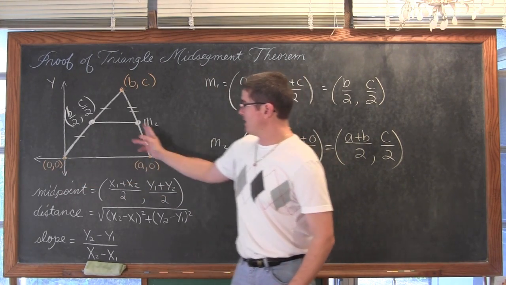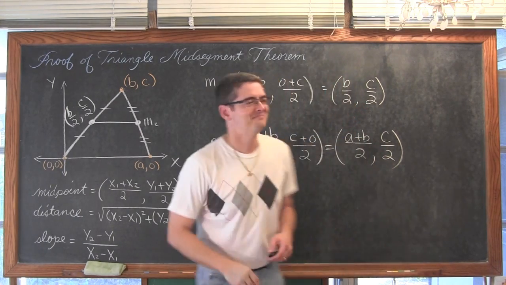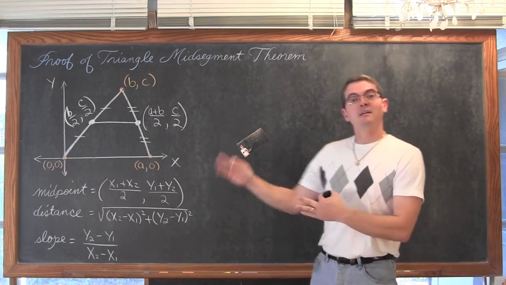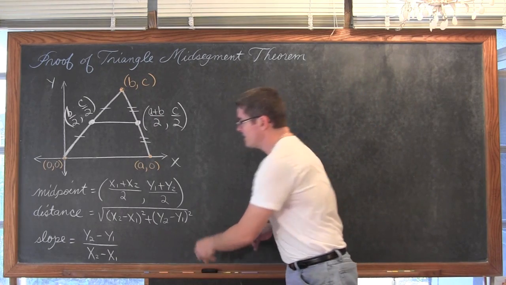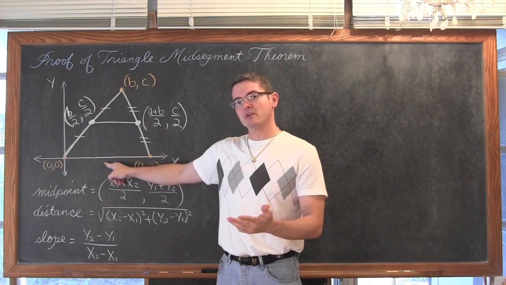We're going to find the slope between these two midpoints, but first let me get this board cleared off for us. We got our midpoints, and we're going to find the slope. We're going to make sure that this midsegment and this third side are going to be parallel.